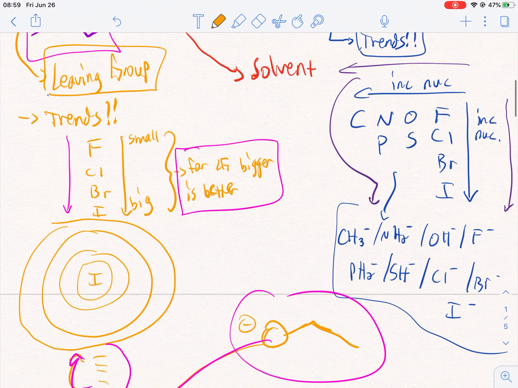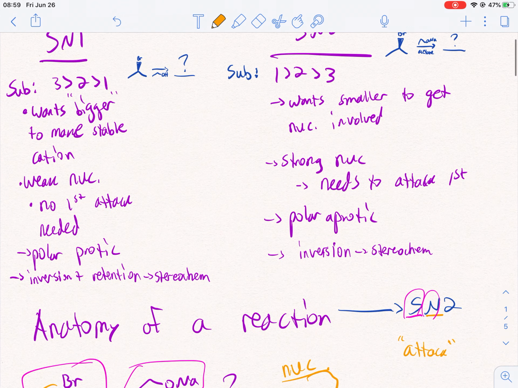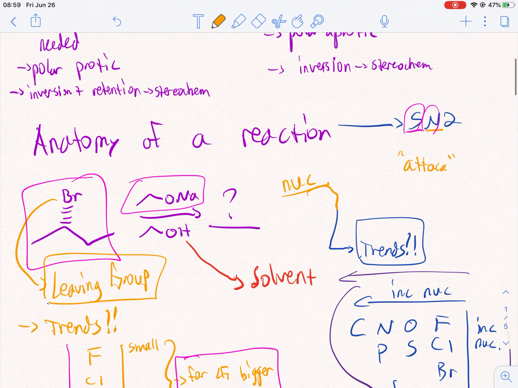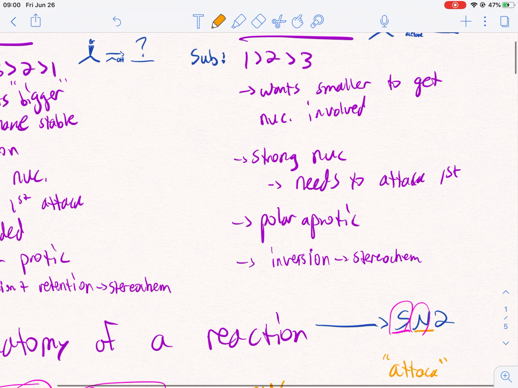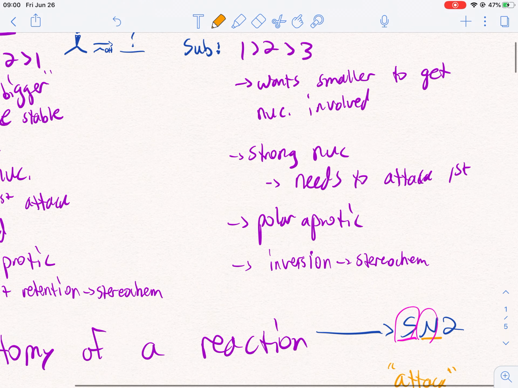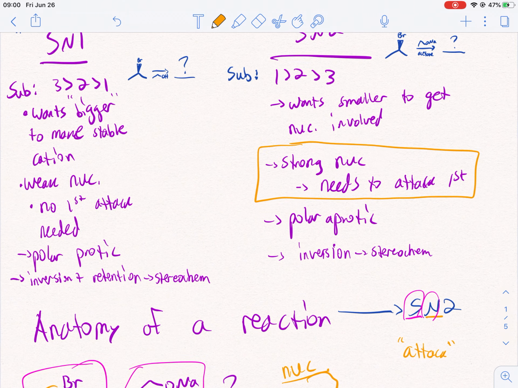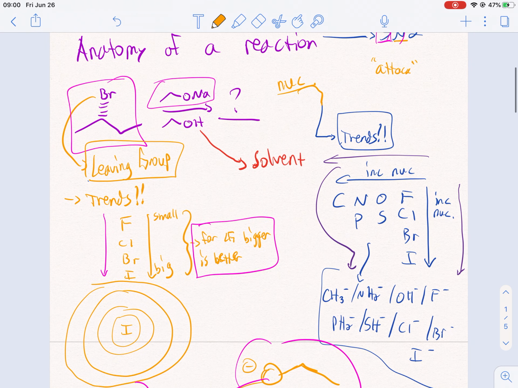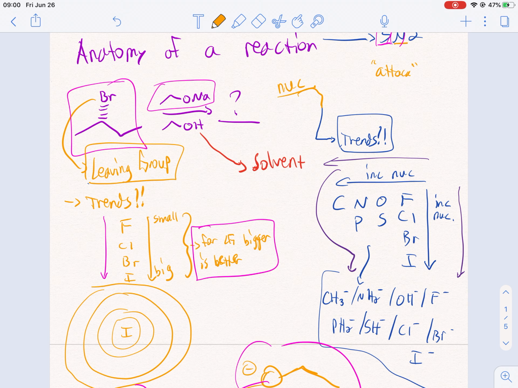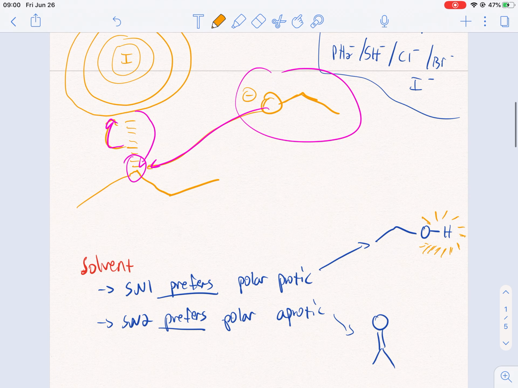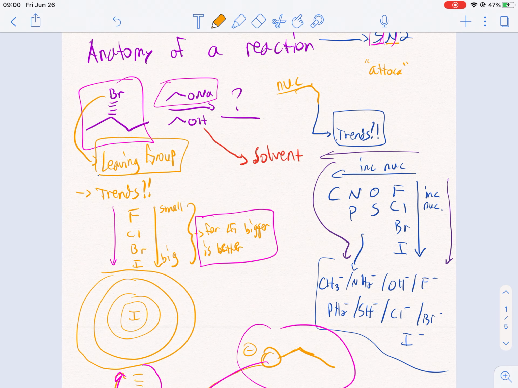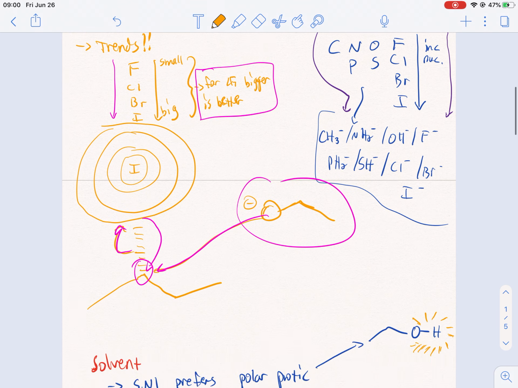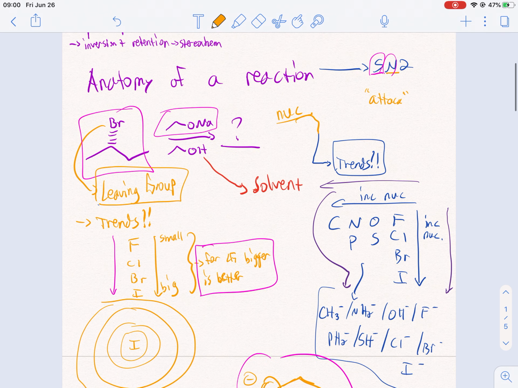So one of the key important things for SN2 is that you want a strong nucleophile. Okay. So here is that summed up. Because you want a strong nucleophile because it's going to attack first, right? And so I'm going to explain all that as we break down the reaction, okay? So we have our substrate with our leaving group, our nucleophile, and now we're going to go through our solvent.